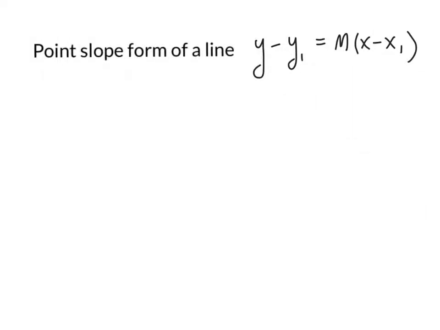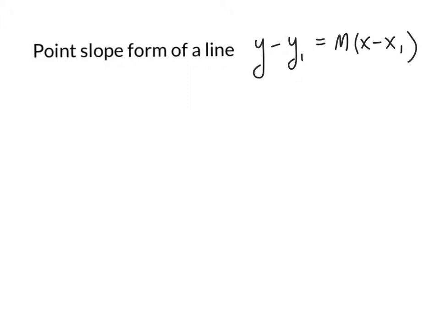Hi everyone. In this video, we're going to talk about another form for the equation of a line that's called the point-slope form of a line. We call this point-slope form of a line because the information that I need to figure out the equation is the slope of the line and then any point will do.